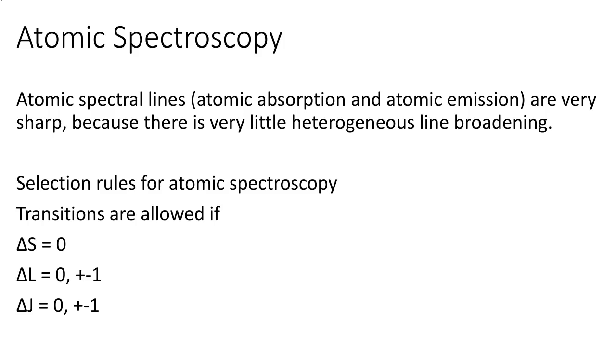And then the selection rules for atomic spectroscopy: transitions are allowed if delta S is equal to 0, so you can't have a change in spin state; delta L is equal to 0 or plus or minus 1, so you can have a change in orbital angular momentum, but you don't have to; and delta J is equal to 0 or plus or minus 1. Those are basically our selection rules. All right, so that is the end of this unit, and we will move on to molecules next.